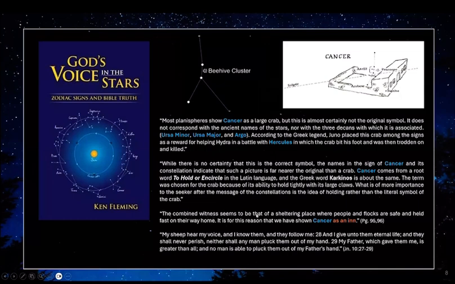The combined witness seems to be that of a sheltering place where people and flocks are safe and held fast on their way home. It is for this reason that they have shown Cancer as an inn. And then, of course, "My sheep hear my voice, and I know them, and they follow me, and I give unto them eternal life, and they shall never perish, neither shall any man pluck them out of my hand." So there's that sense of holding, securing. "My Father, which gave them me, is greater than all, and no man is able to pluck them out of my Father's hand."